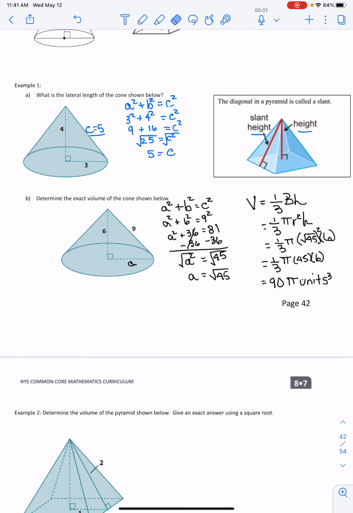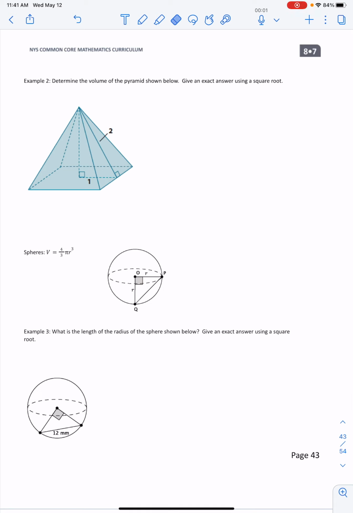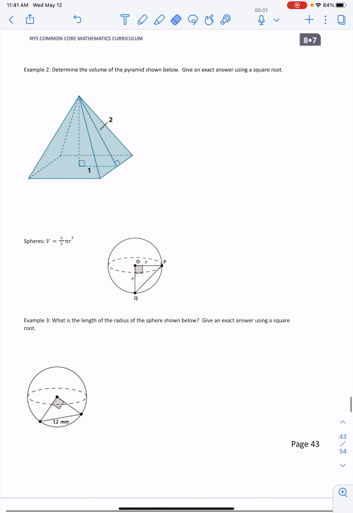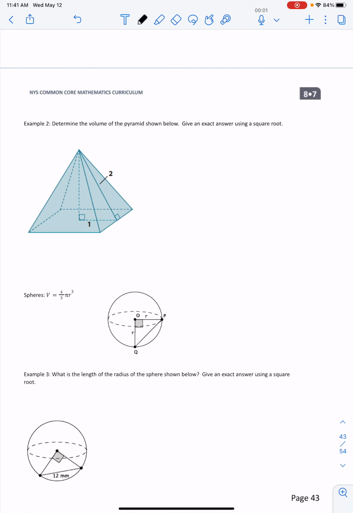Our next question says, determine the volume of the pyramid shown below. Give an exact answer using a square root. Well, here you have to remember, for our volume, we have volume equals 1/3 capital BH. Well, first of all, I need a height, which we do not have. Secondly, I need a length and width.